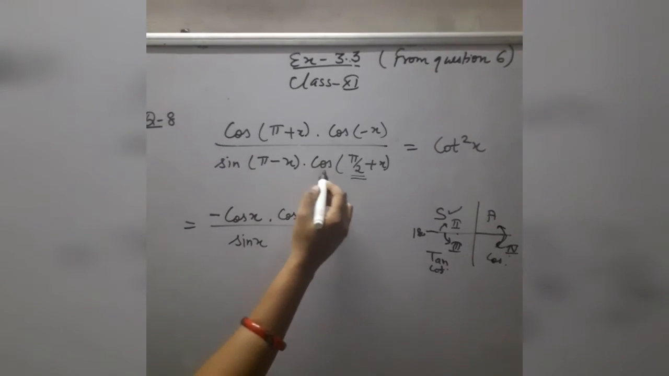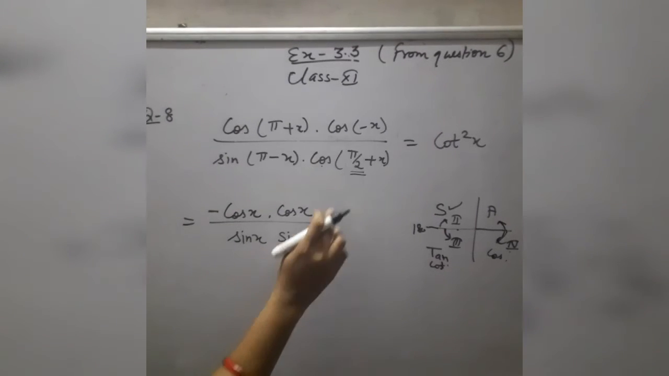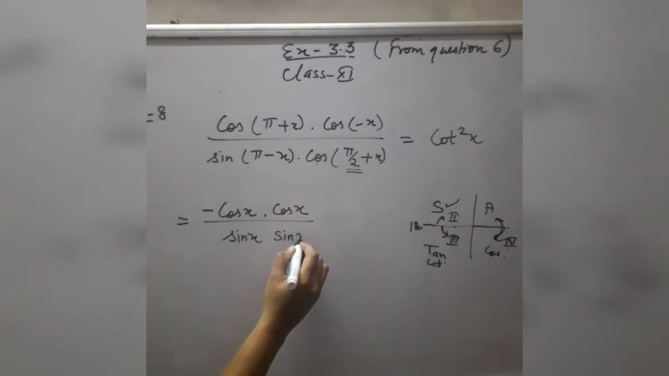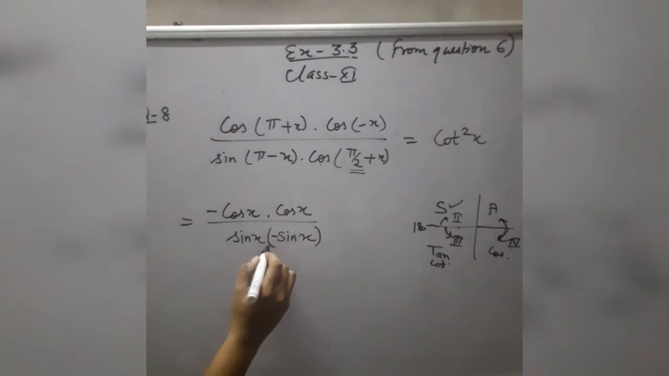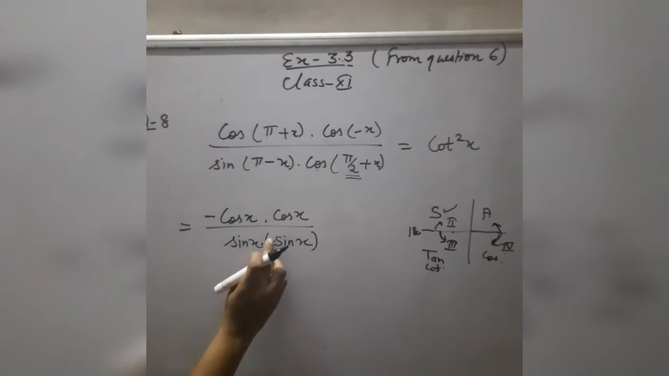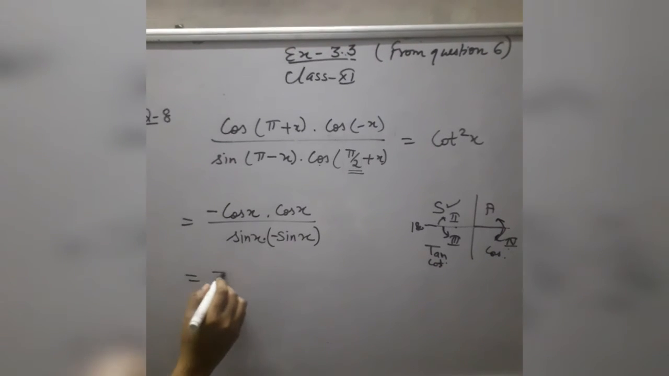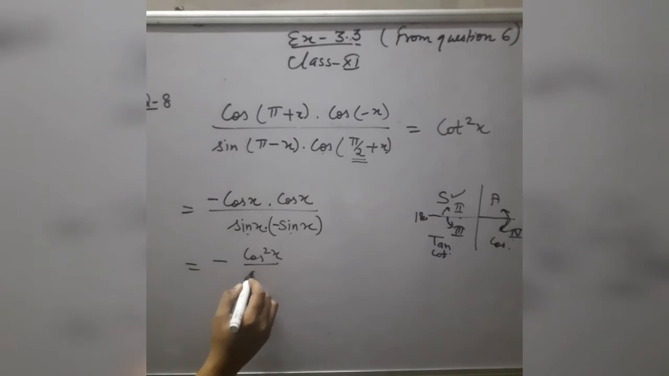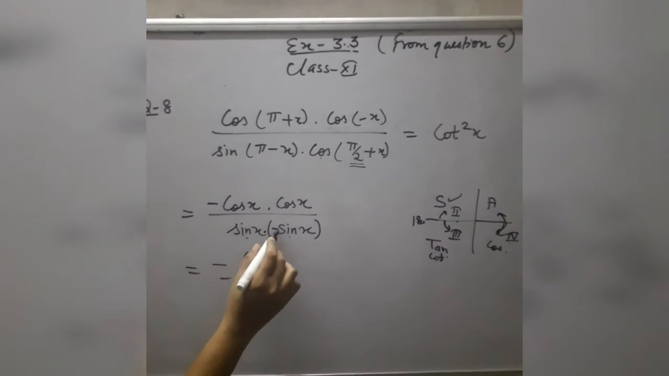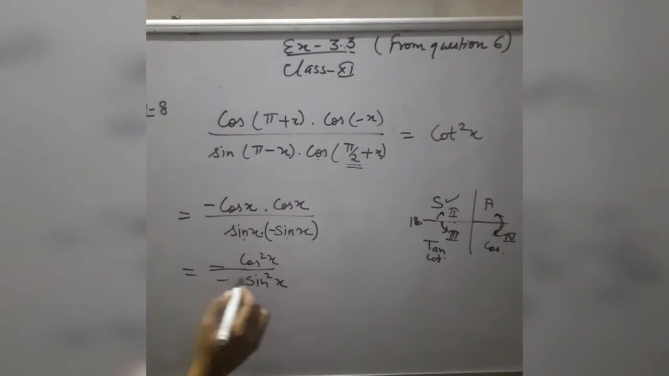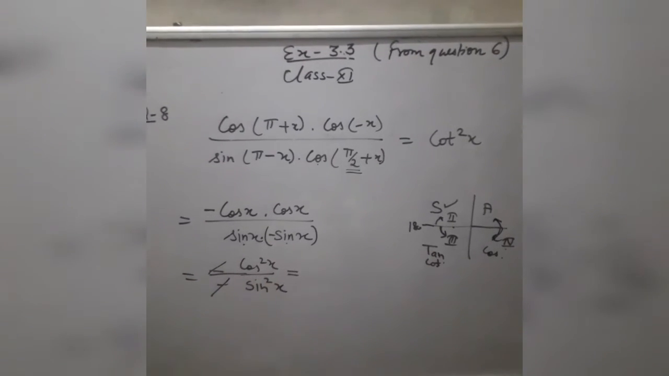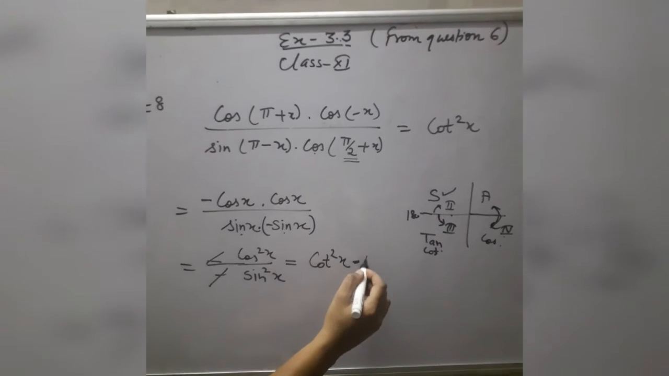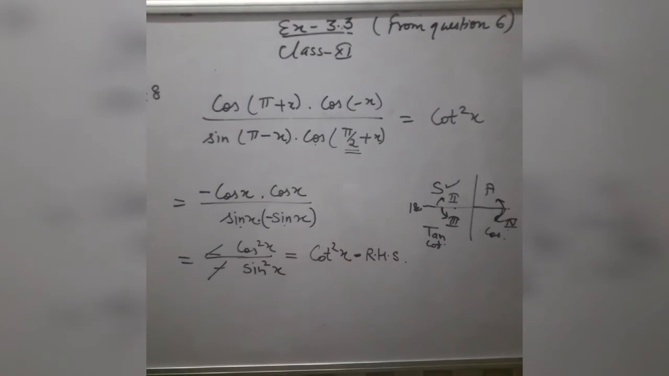Now in case of 90, cos is changed into sine. 90 plus x means second quadrant. In second quadrant, cos is negative, that's why this is equal to minus sine x. Multiply: sine is there, but this term is negative, and when you multiply these two terms, it becomes minus cos square x, and sine into sine gives minus sine square x. Minus is cancelled with minus, and all of you know that cos by sine is cot, so it becomes cot square x. This is equal to the right hand side.